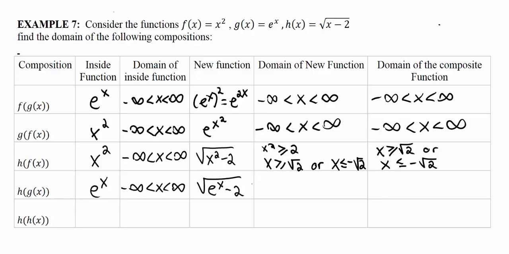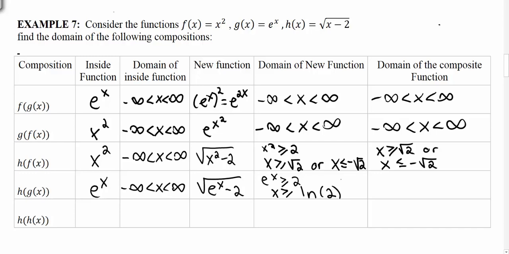So we need to set e to the x minus 2 to be greater than or equal to 0. The result of that is that we need e to the x to be greater than or equal to 2. As long as it's bigger than 2, then the result under the square root will be positive. But we want to be able to define this in terms of x. So algebraically, we can use natural logs on both sides to bring the x down. If you take the natural log of e to the x, the natural log and e are reciprocal functions, and we get that x has to be greater than or equal to the natural log of 2.